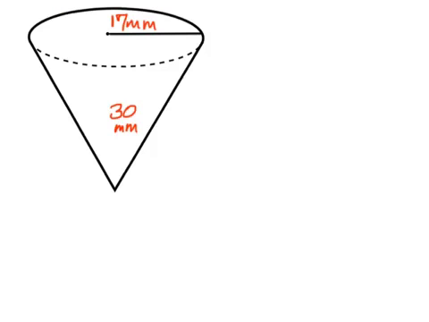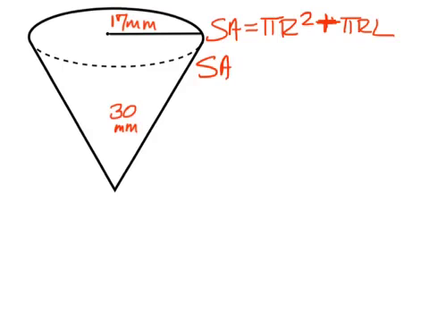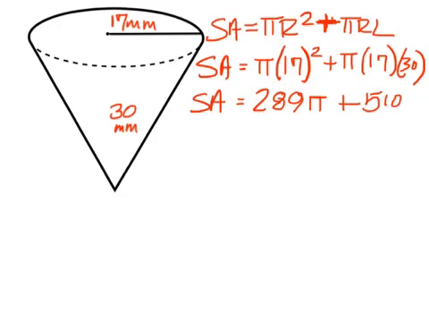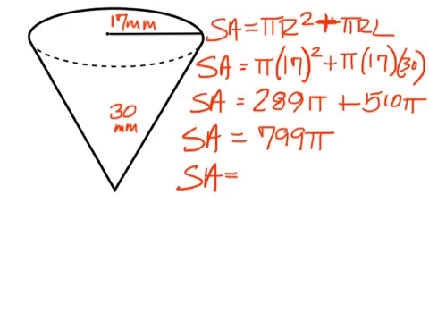Practice number 1. Find the surface area of the cone with a radius of 17 millimeters and a slant height of 30 millimeters. The solution here is to start with the formula. Surface area equals pi r squared plus pi r L. And plug in what you know. Pi times r squared, 17 would go there, as well as here, and then a 30. Simplify. That would be 289 pi plus 510 pi. Add those together to get 799 pi. Multiply that in your calculator to come up with 2,510.13 millimeters squared.